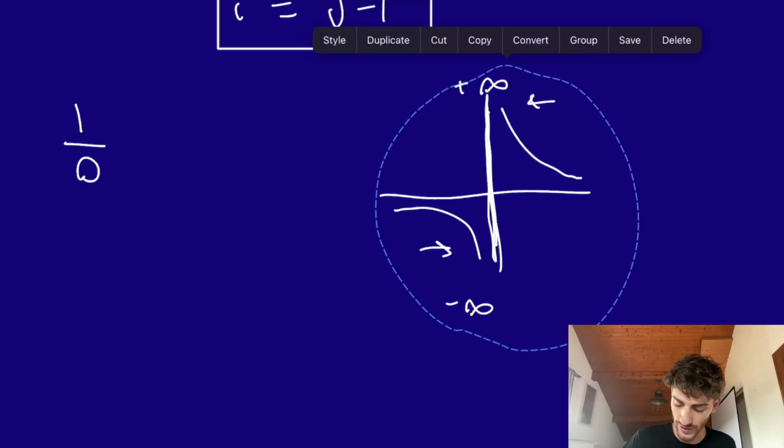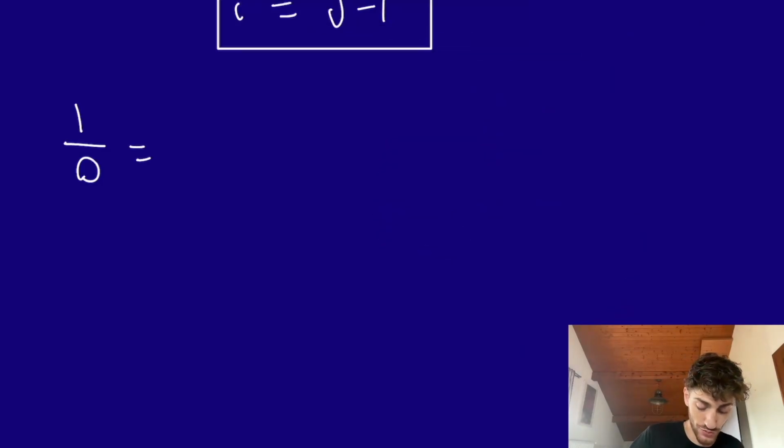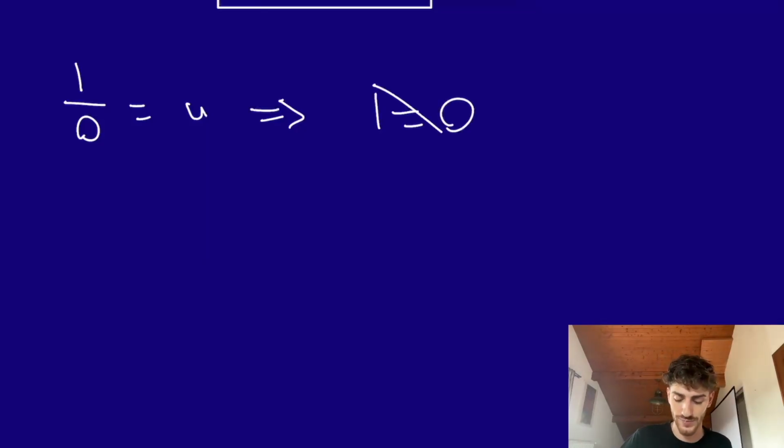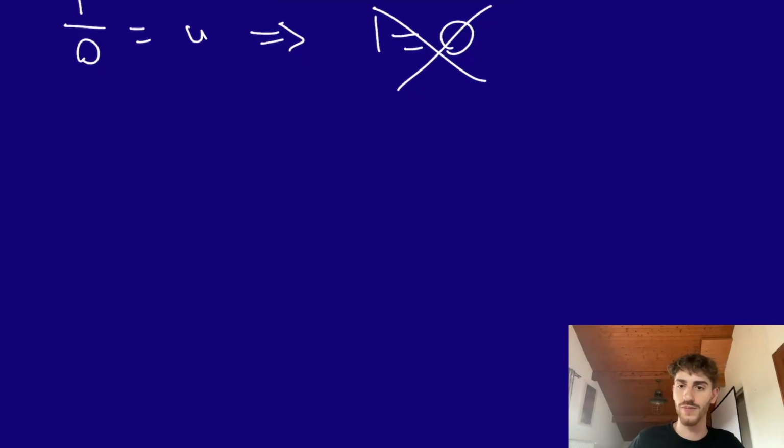But what if we just ignore that and we set this to a new number called u for undefined? Well, this does break math. Okay, this does not work because now I can multiply both sides by 0, and all of a sudden I get 1 equals 0. Okay, that's bad. We don't want that. That just causes more problems than we started with.